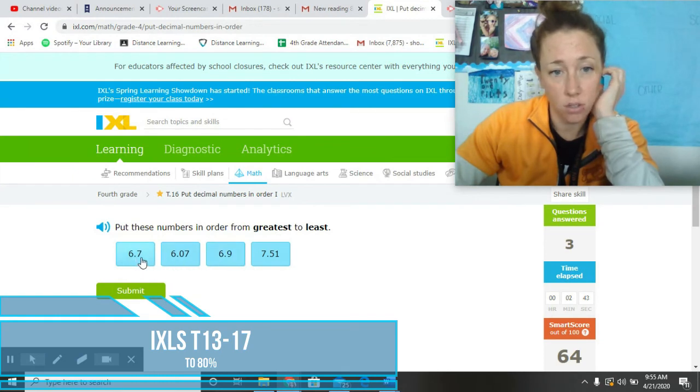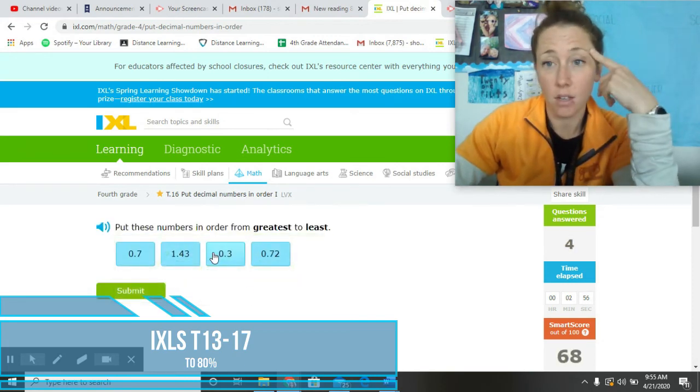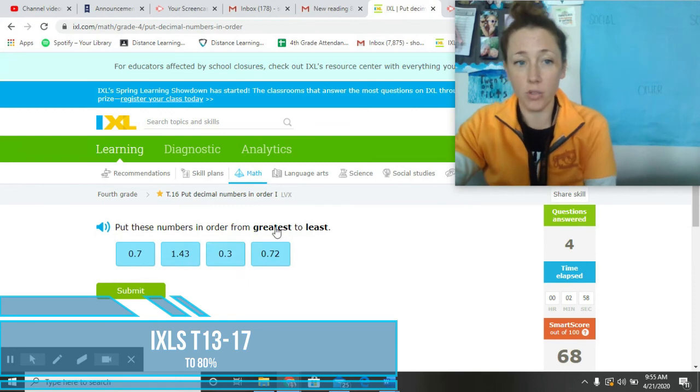Greatest to least. 6, 6, 6, 7. Now look at the 10th place. I have 7 tenths, 0 tenths, 9 tenths. 9's bigger, then 7, then 0. So this is all stuff we did in our packet, if you want to cruise through that.